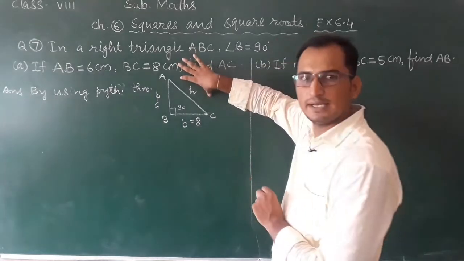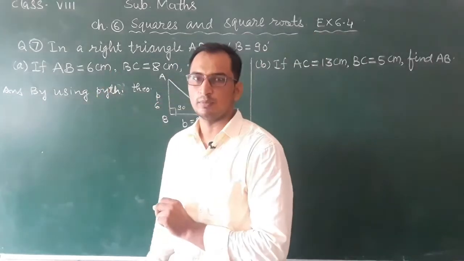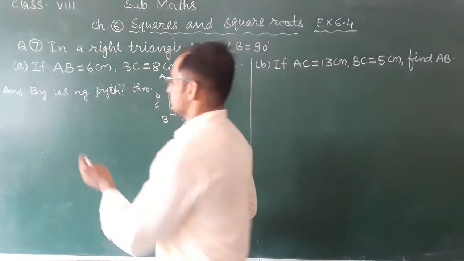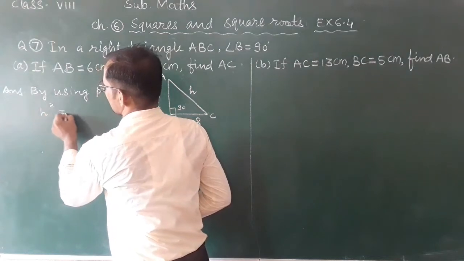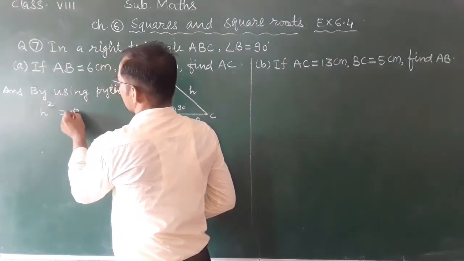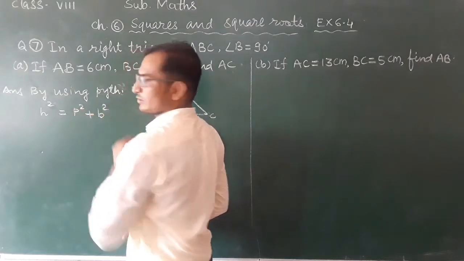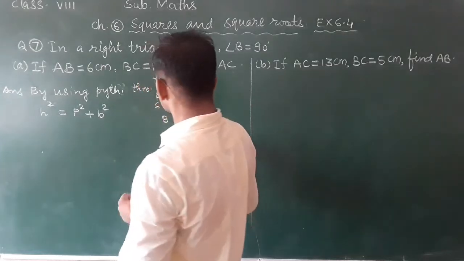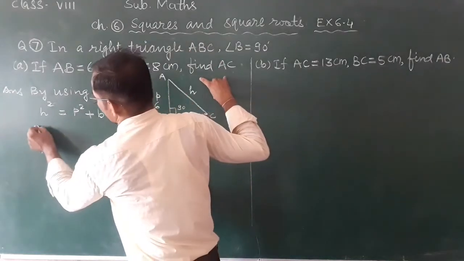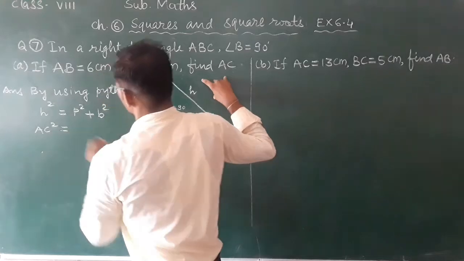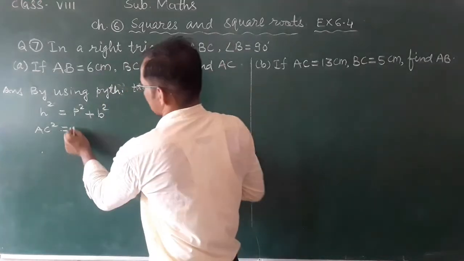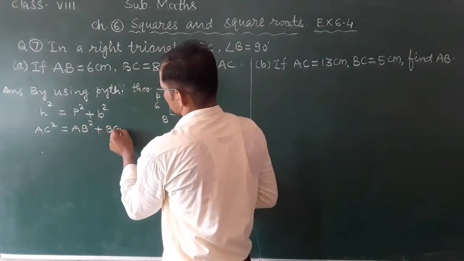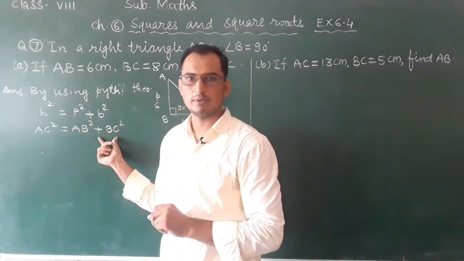And how do we calculate AC? By using Pythagoras theorem. And what does the Pythagoras theorem say? Hypotenuse square is equal to perpendicular square plus base square. This is Pythagoras theorem. Clear? Then hypotenuse is AC square, and perpendicular is AB square, and base is BC. Square of base means BC square.